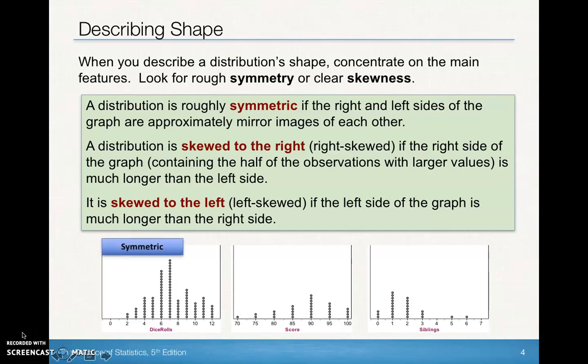So this first graph down here is roughly symmetric. The middle one is skewed to the left. Notice wherever the skew is, that's where the tail is. So follow the tail, and that's the type of skew that you have. And then you've got a right skew on the last graph shown here.